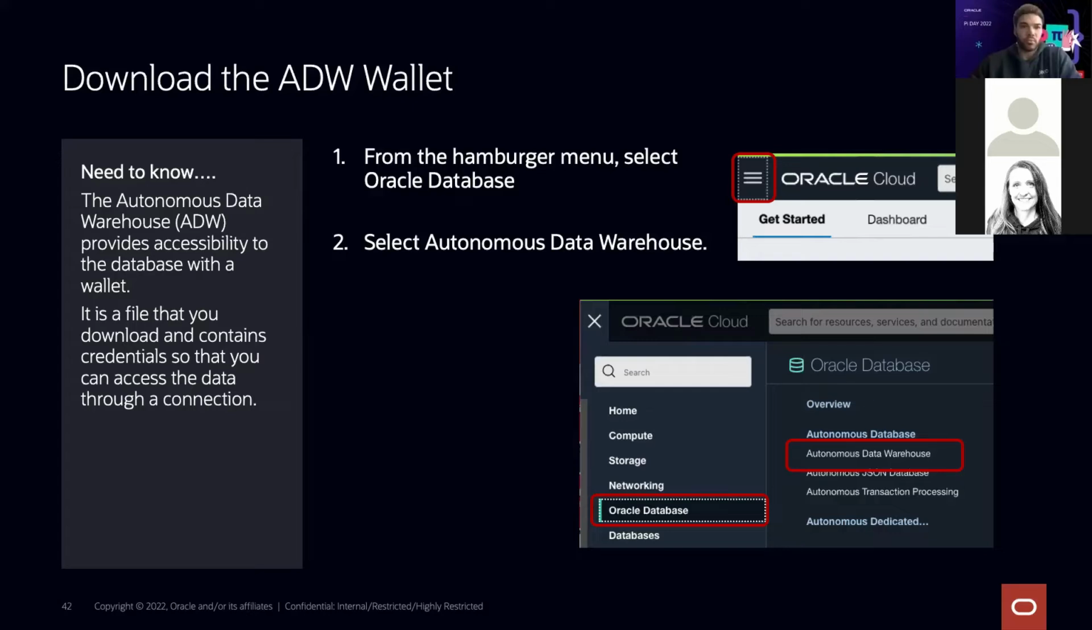So what you'll want to do is load up the OCI console again, and hit the hamburger icon in the top left part of the console. From there, you'll select Oracle Database from the drop-down menu, and then go ahead and click on Autonomous Data Warehouse.